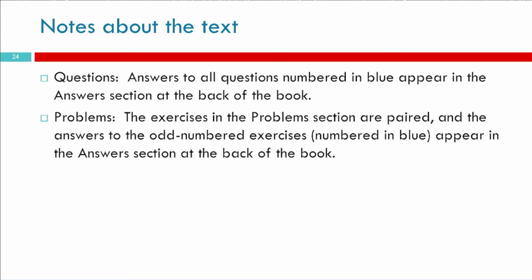Notes about the text. The answers to all the questions numbered in blue appear in the answer section at the back of the book. So all the homeworks actually are those blue questions. They're all the odd numbers. So you can just go look at the answers. Try the question first, obviously, and then you look at the answer, and then maybe try to reverse engineer it. That's learning too.